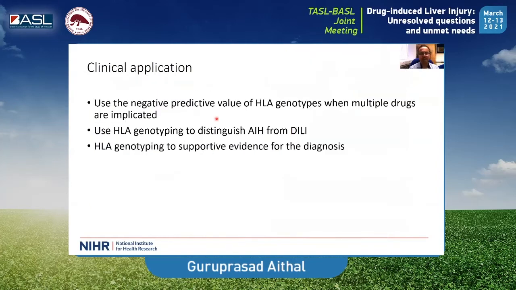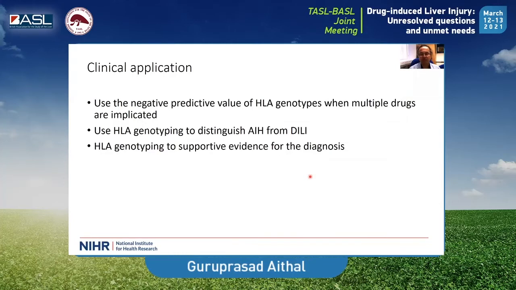So the clinical application, as I see it, is that the negative predictive value of most of the HLA genotypes to rule out a particular drug-related liver injury is over 90%, certainly in some cases over 95%. So when there is a doubt between 2 drugs, and these are life-saving drugs like antibiotics, you can't just not use them when you have got a serious infection.